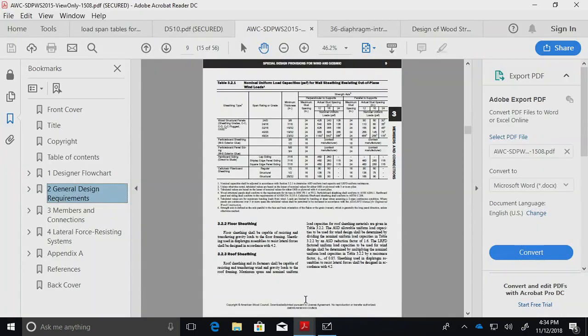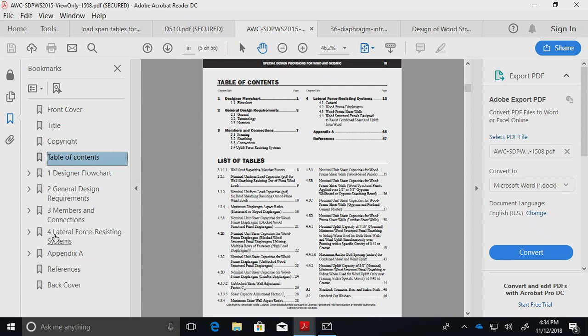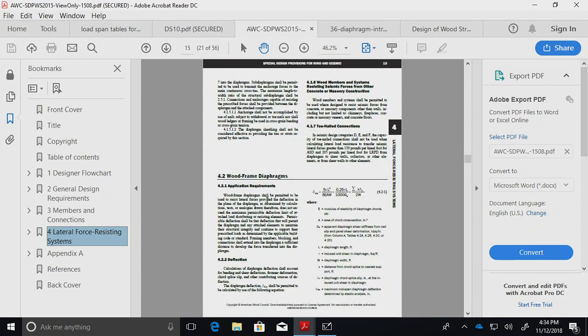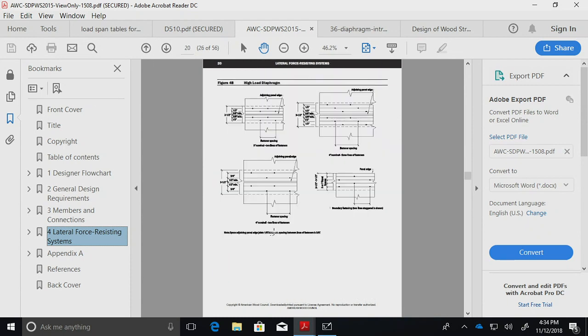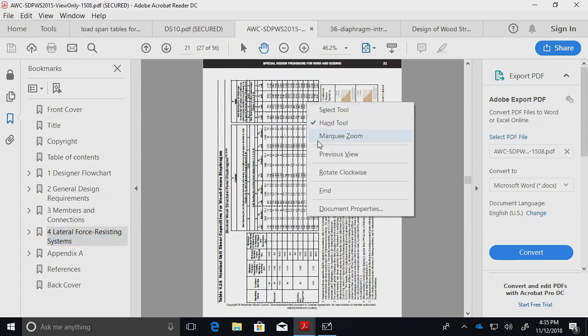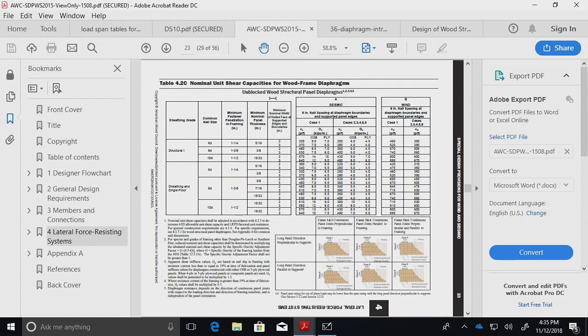So let's go to the SDPWS, the special design provisions for wind and seismic. Table of contents. Let's look at chapter 4, lateral force resisting systems, and section 4.2. Table 4.2 provides allowable unit shear for the panels. 4.2A is for the blocked wood structural panels. 4.2C is for the unblocked wood structural panel diaphragms.